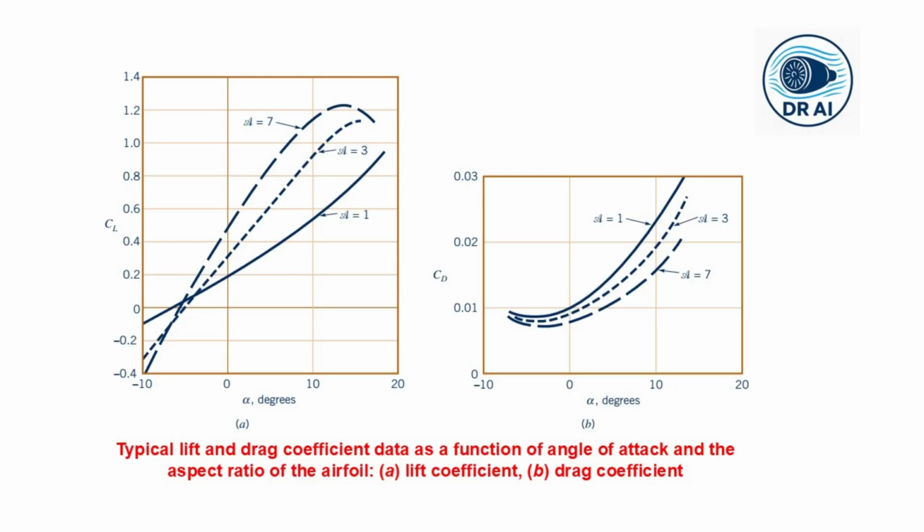Now, lift coefficient versus angle of attack. We would be looking at this particular figure, part A, which shows the lift coefficient as a function of angle of attack for airfoils of different aspect ratios. The behavior is remarkably linear over a wide range. As the angle of attack increases, the lift coefficient increases proportionally. The slope of this line is the fundamental characteristic of the airfoil. But notice what happens at a higher angle of attack. Eventually, the curve stops increasing, reaches a maximum and then drops sharply. This is the stall point, one of the most critical phenomena in aerodynamics.